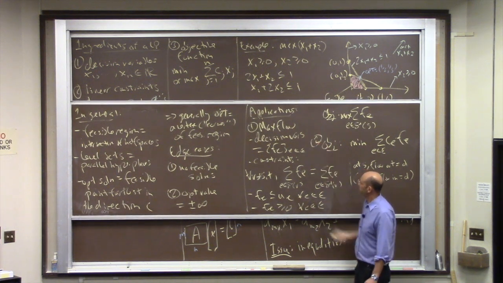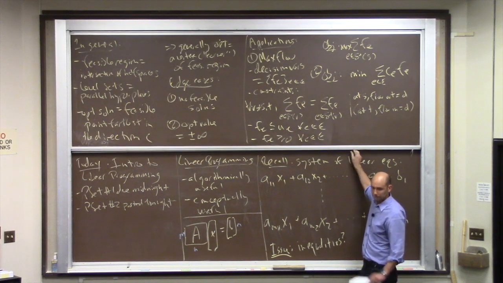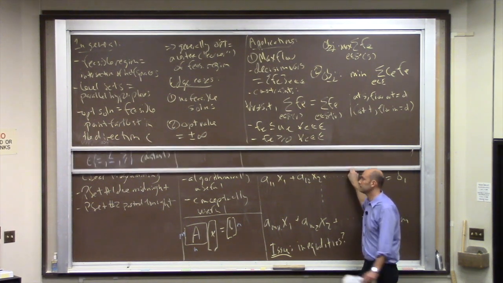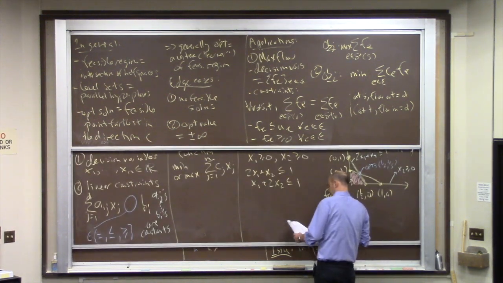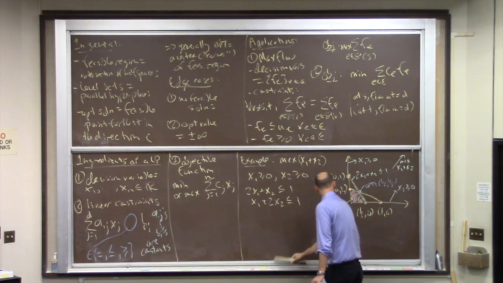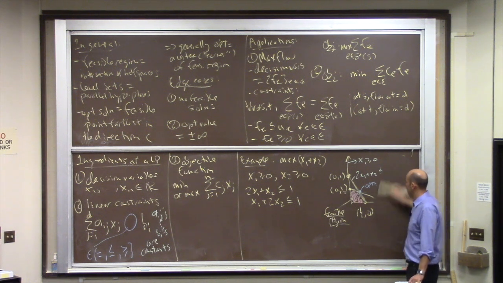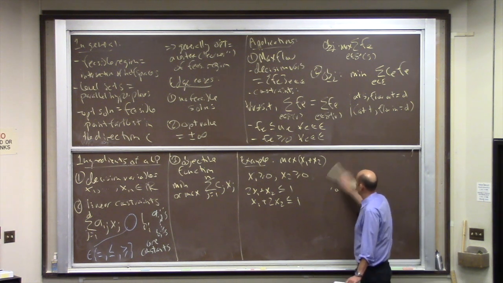Min cost flow. So any questions about that? Everything clear so far?